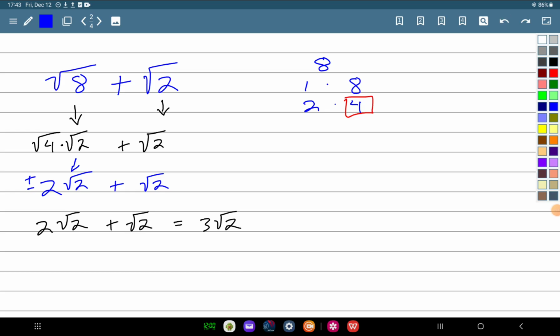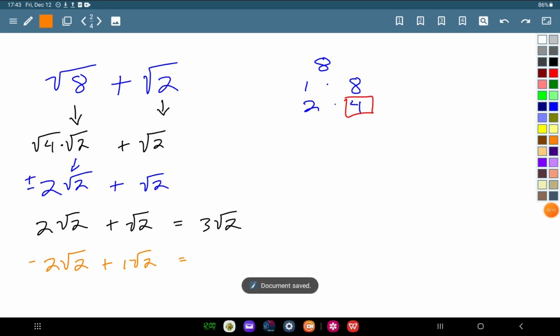Now, the other version of this is the negative version. So we have a negative 2 square roots of 2 plus 1 square root of 2. So this is a negative 2 plus 1. That's the same as saying 1 minus 2 of the square root of 2. So that's going to give us a negative square root of 2. And these are our two answers.